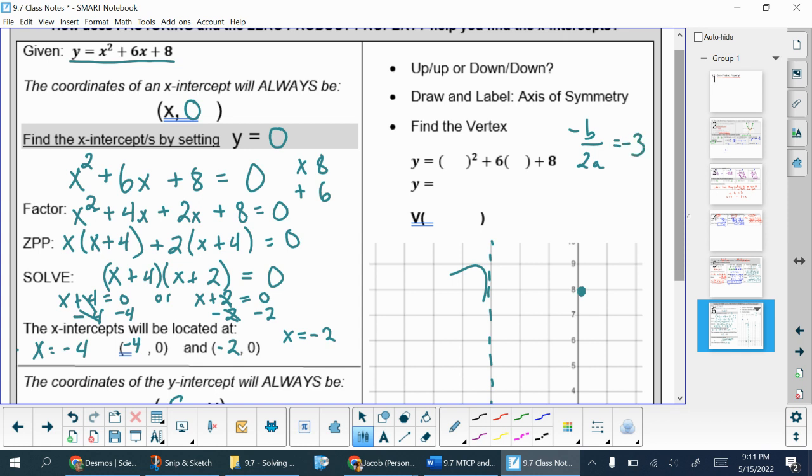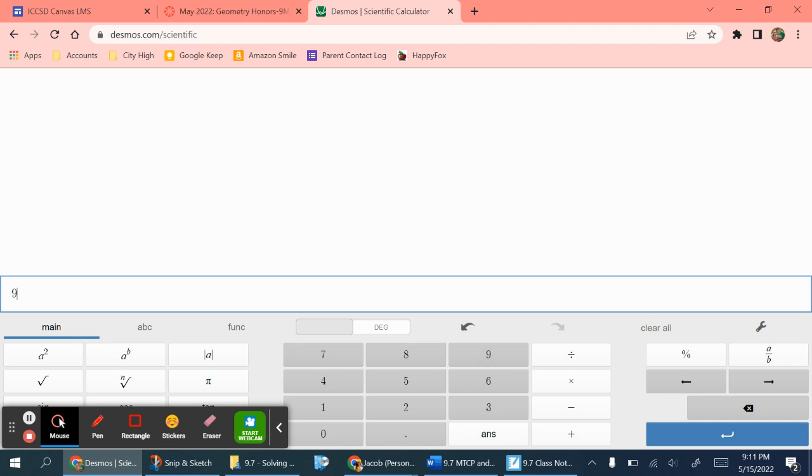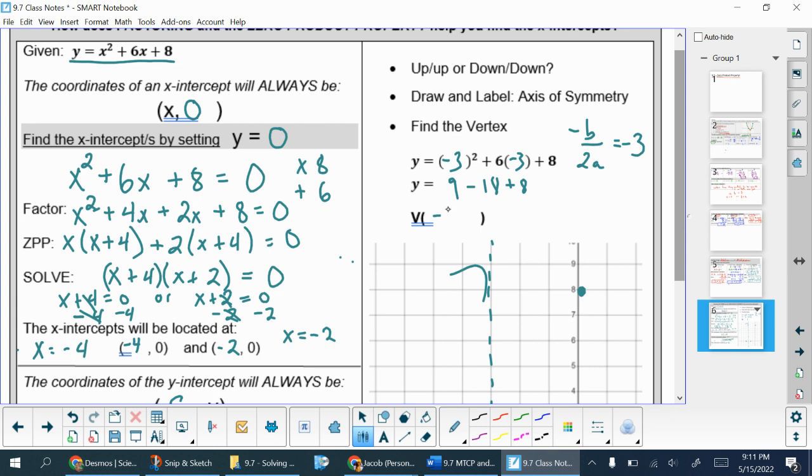So this gives us a nice way to not have to figure out the axis of symmetry quite as much. And then we can plug that in. There's no shortcut here. We've got to plug it in to find the y-coordinate of the vertex. So negative 3 squared is 9. 6 times negative 3 is negative 18 plus 8. This is where I want a calculator. 9 minus 18 plus 8 is negative 1. So I have the coordinates negative 3, negative 1. I can plot that on my graph.